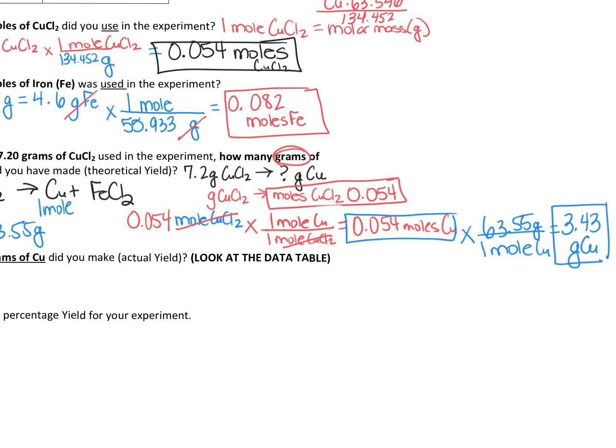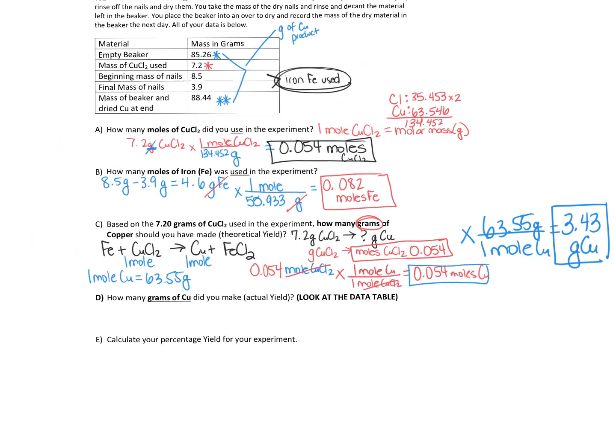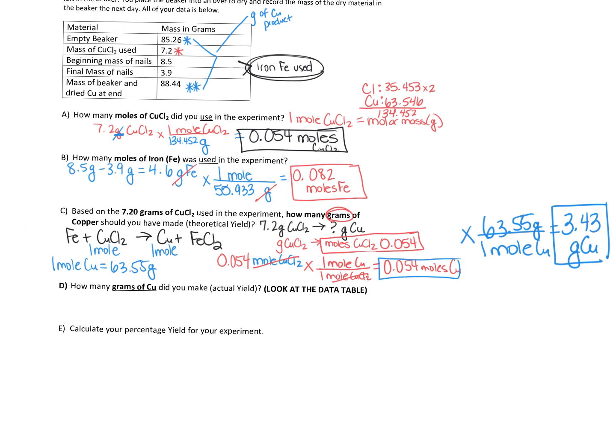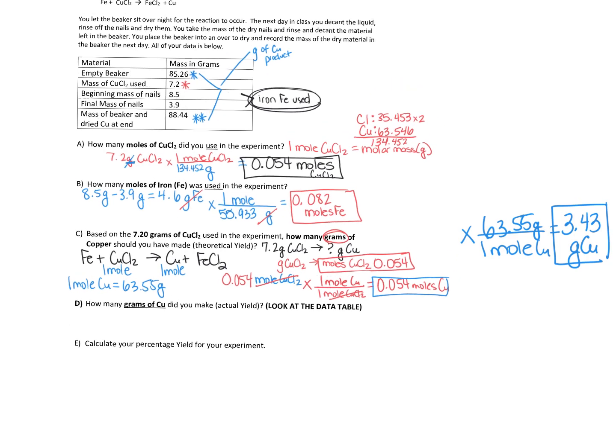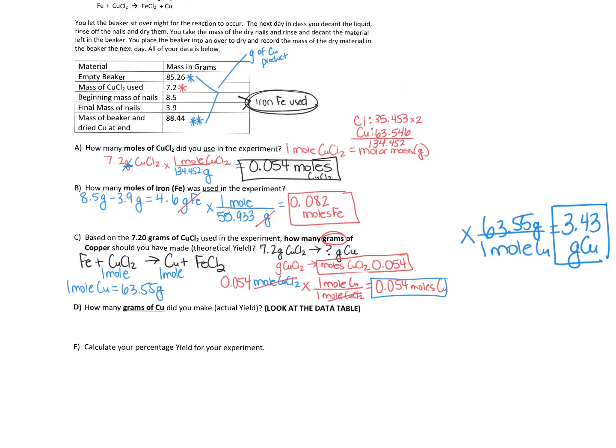Now let's look at the data table and see, we were supposed to make 0.343 grams of copper. And how much copper did we really make? So I'm going to go ahead and take, wrong spot. I'm going to take 88.44.